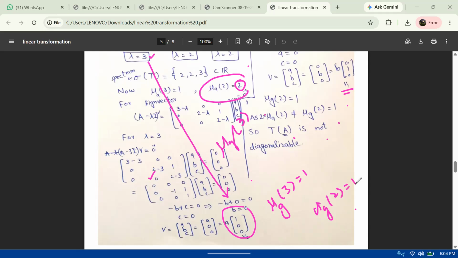Now, there is a very important concept. I am staying here for 1 minute. I am writing a note here.